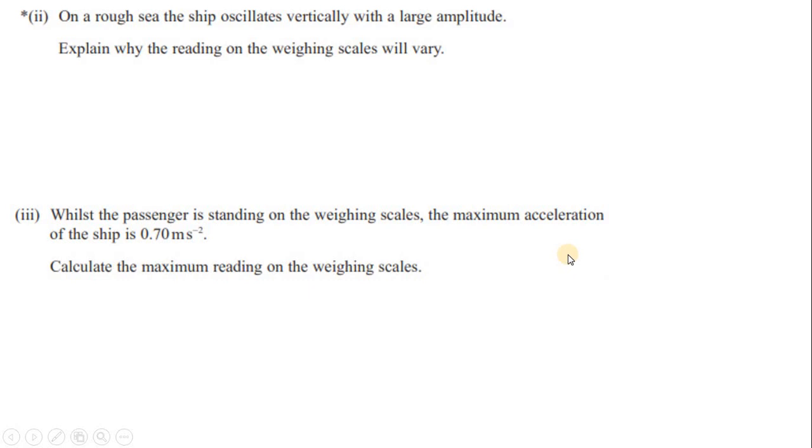On a rough sea, the ship oscillates vertically with a large amplitude. Explain why the reading on the weighing scales will vary. Indeed, on a rough sea we have oscillatory motion in the ship and the passenger, and this oscillation causes an additional force acting on the system. This additional force varies with the amplitude. As the amplitude keeps varying, the force keeps changing, and also the direction keeps changing.